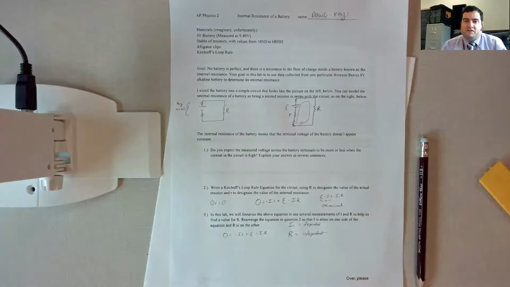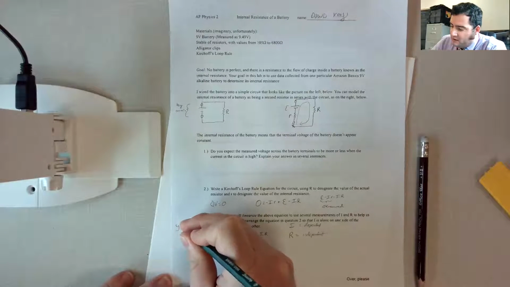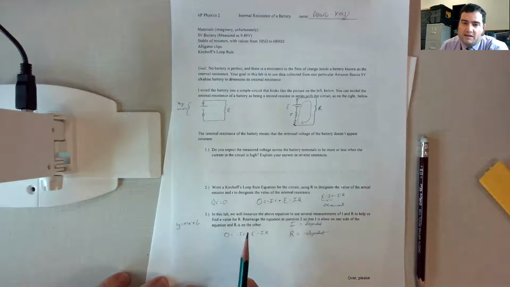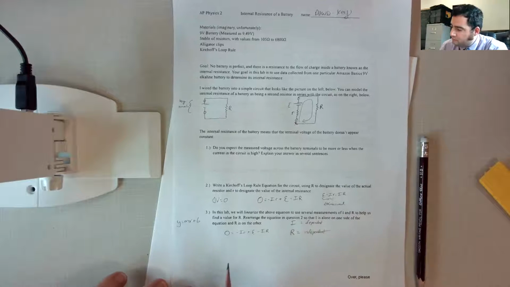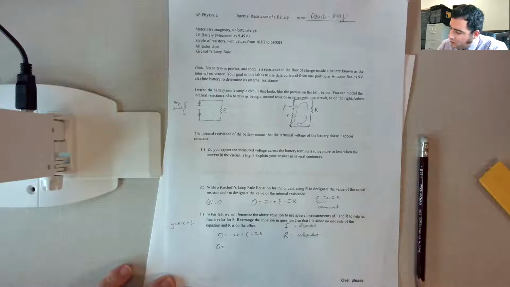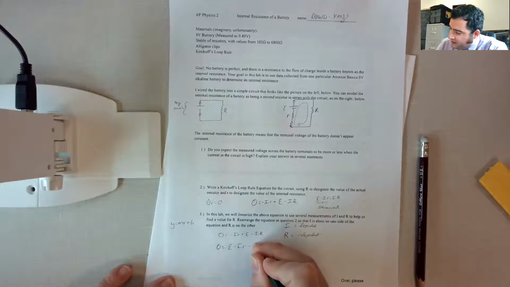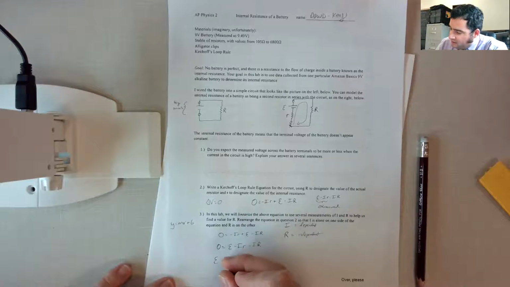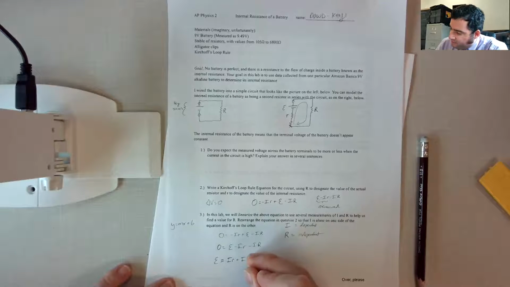So the first thing you do is get those on opposite sides. Since a linearized equation is going to be like this, and we usually put the dependent variable on the y-axis, I like to get the dependent by itself, and then everything else goes to the other side. So let's try to isolate I. So 0 is E minus I little r minus I big R. So E is I little r plus I big R.